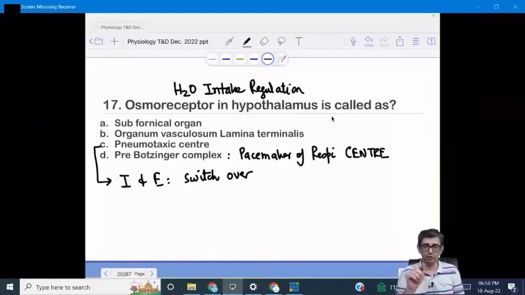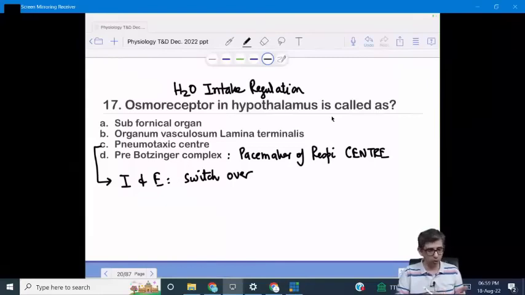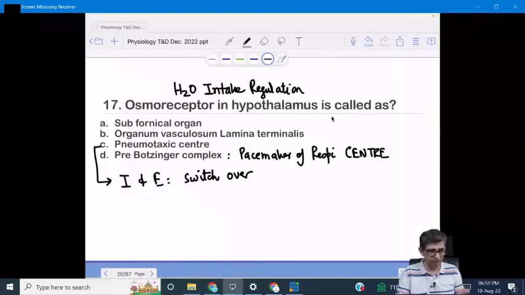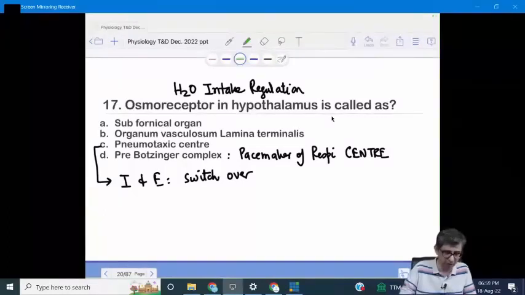But the drive for respiration comes from the pre-Botzinger complex, which is in the medulla. So C and D are ruled out. You are left between subcortical organ and OVLT, and the correct name is OVLT, that is organum vasculosum lamina terminalis. The correct answer for 17 is option number B.